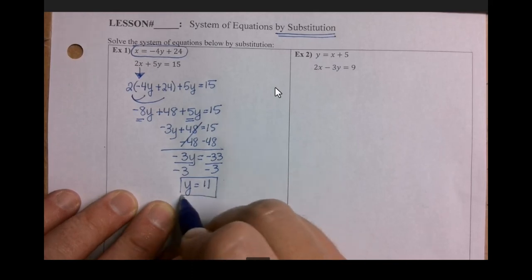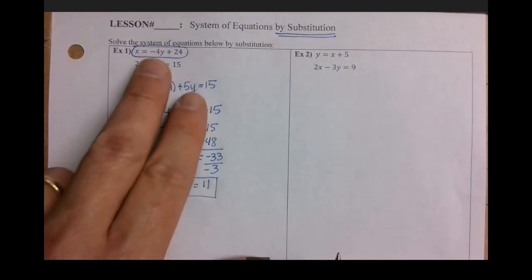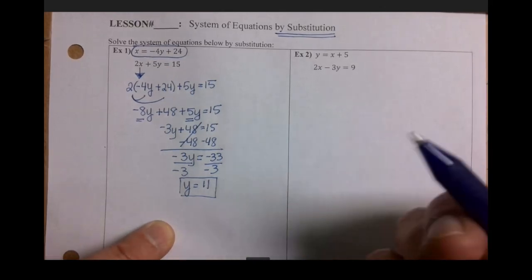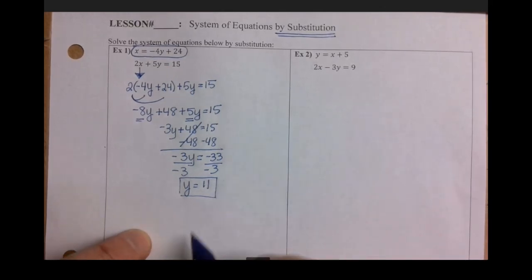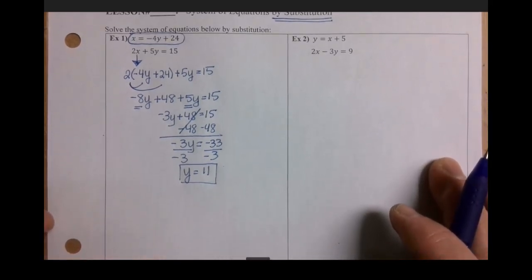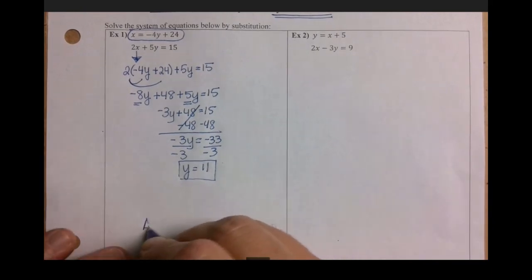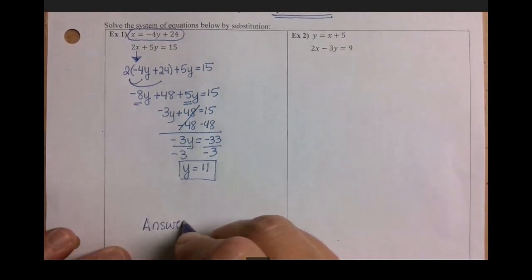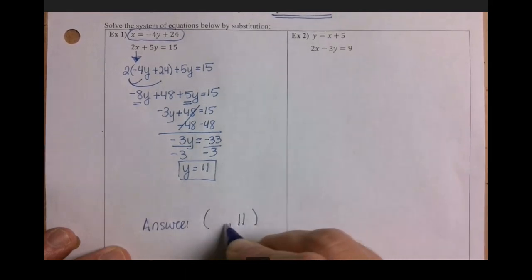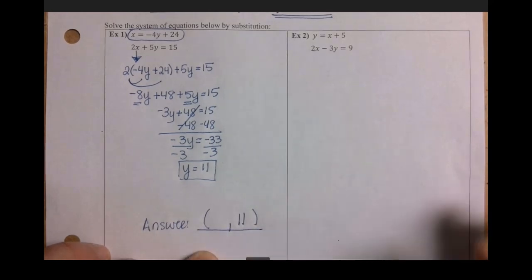So, if we were to graph these two equations, what's going to happen is we would have two lines that cross at a point. So we just found out that the point will have an answer. So I'm going to write here answer. And the point of intersection will have 11 for the y coordinate. So now we need to find the x coordinate.